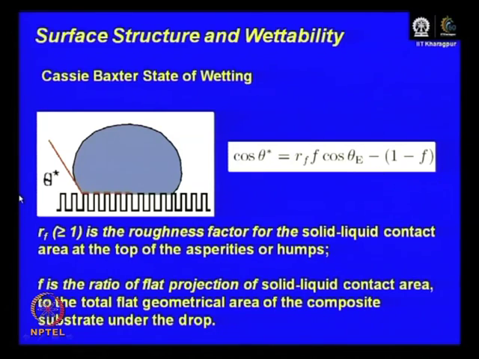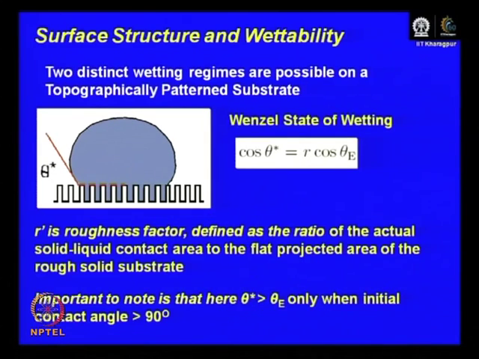Rf is pretty much similar to what was defined in the context of the Wenzel state of wetting, which corresponds to the roughness. One important thing, in the Wenzel state as well as in the Cassie state, is that if you have a situation where your initial theta e is in the acute angle domain and you want to increase it higher, then a higher value of r is going to help lead to that increase in theta star.